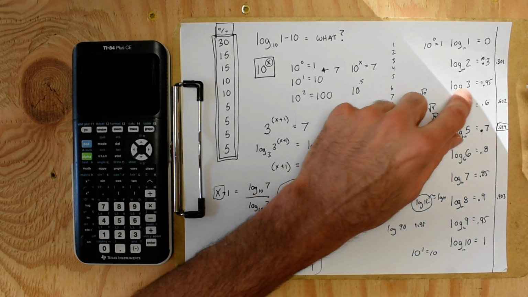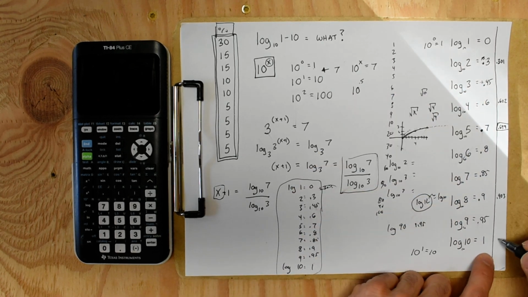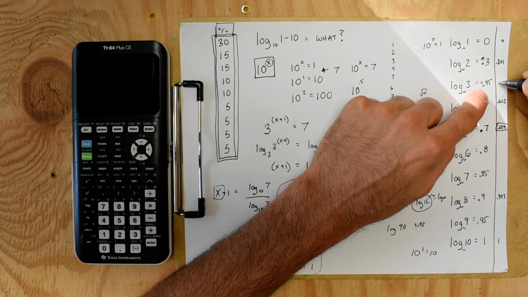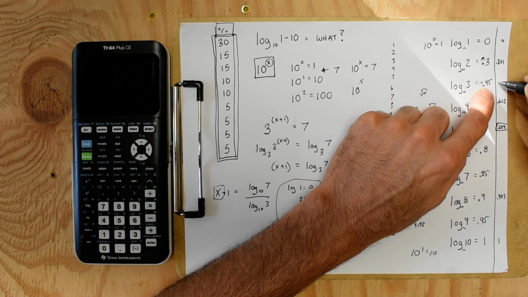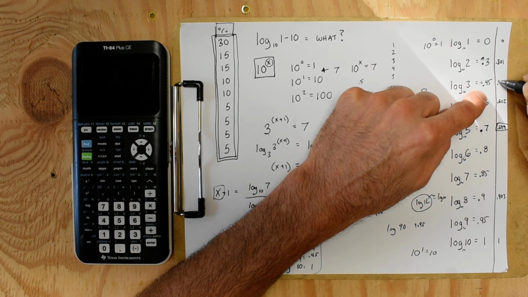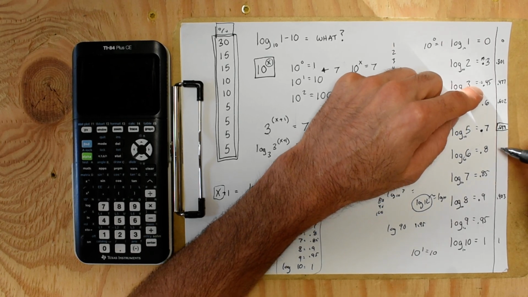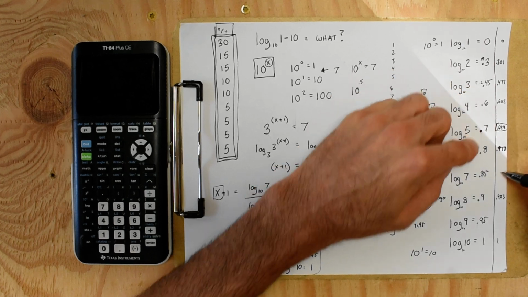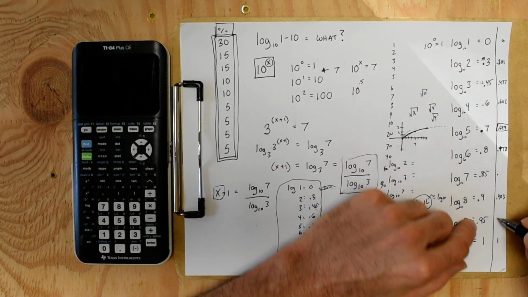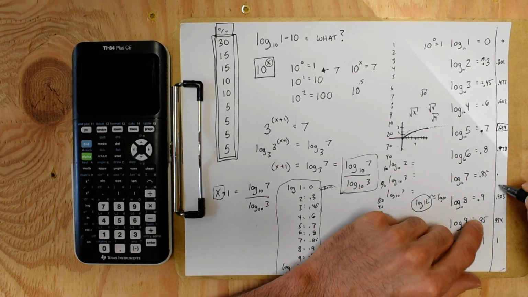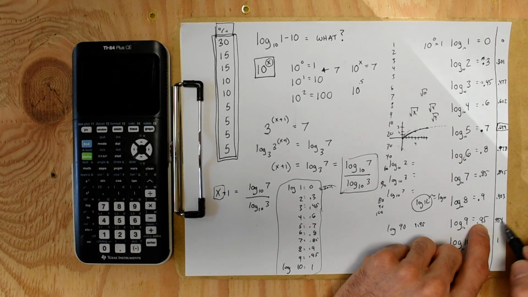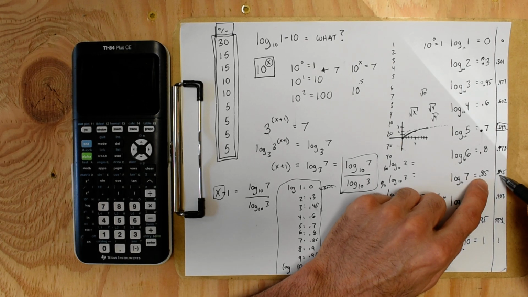Okay, so how about the others? Well, this is 1, this is 0, and we got to fly because we got people coming through the door. Is this 0.45? No, this is going to be 0.477. And this is going to be 0.778. And this is 0.954. And this is 0.845. So here, 0.954 and then 0.845.